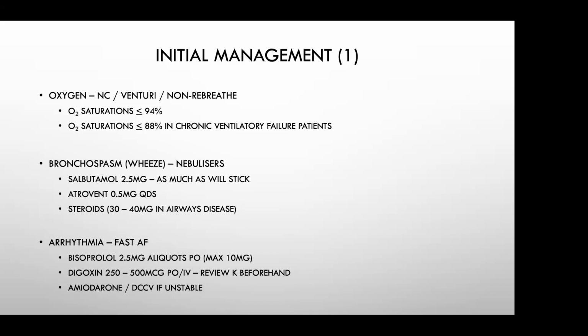So fast AF in general, you'll manage with a beta blocker if they can manage it. And if they can't, you can give a dose of digoxin intravenously. Have a look at the potassium beforehand on the venous gas, because that can cause digoxin toxicity if it's low. If you've got an unstable patient, you may be using amiodarone or cardioversion. But again, I'd refer you to the ALS algorithm for more information surrounding unstable arrhythmias.